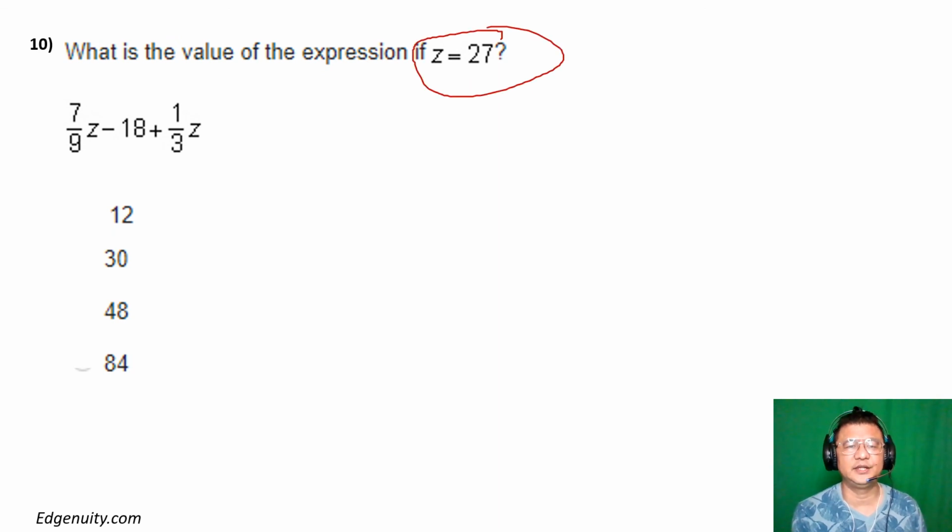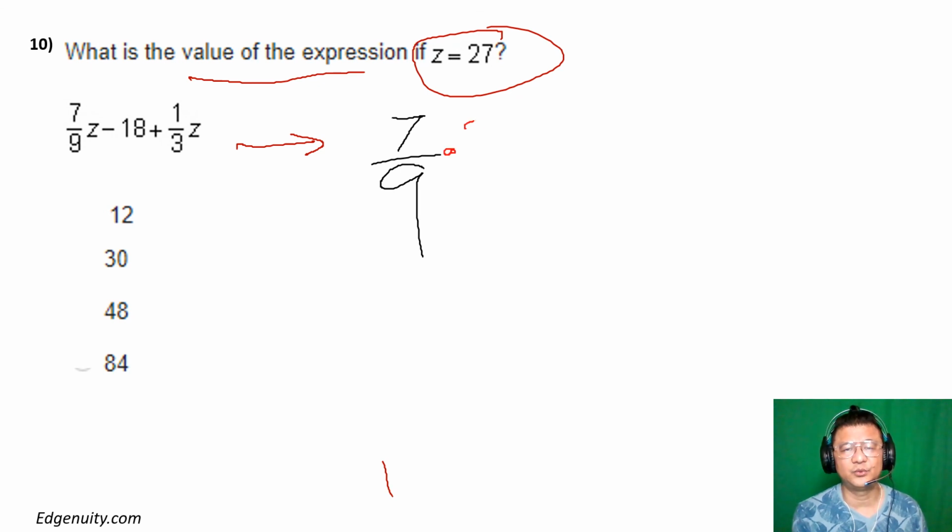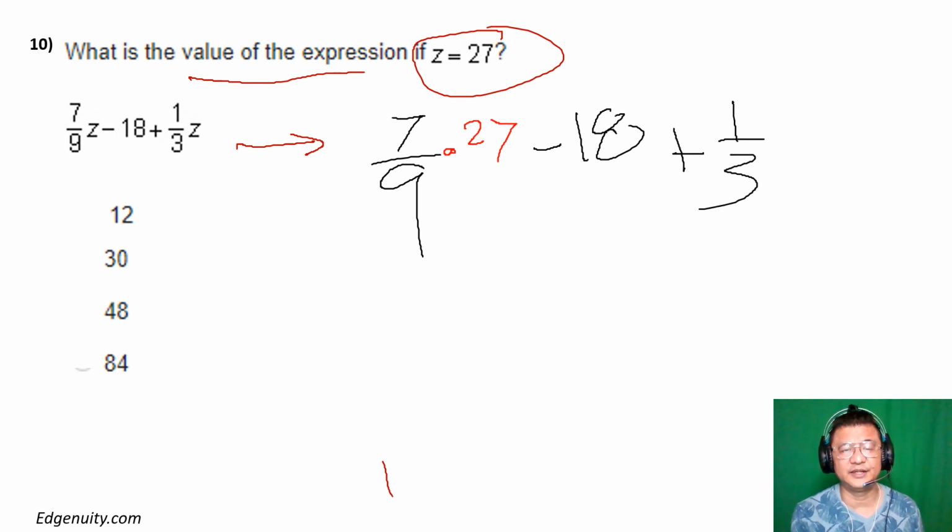z is equal to 27. I want to know the value of the expression. That's the expression. I will simplify that. So instead of writing z, I will write 27. So copy 7 over 9. Instead of z, I write 27 times 27. Okay, minus 18. It is good to rewrite it, even if you can do it mentally. Plus 1/3. Instead of writing z, what do I write? I write 27. Okay, are we good so far?